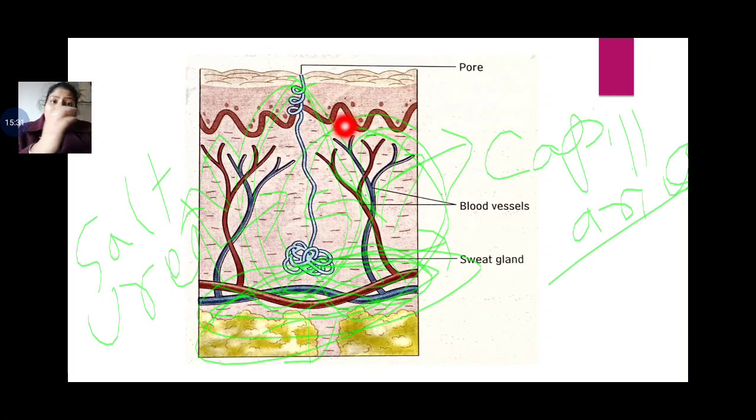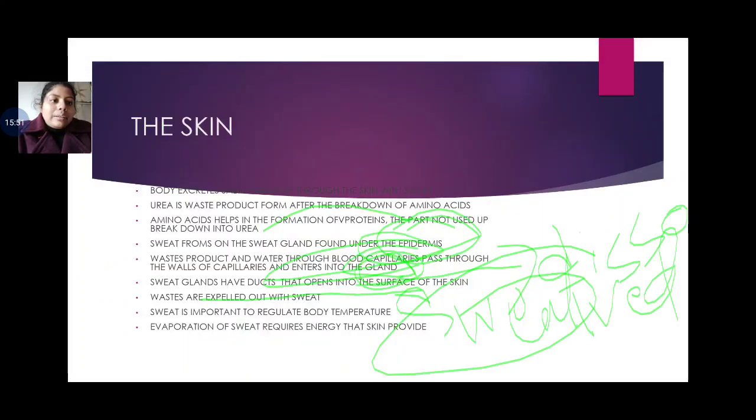So, sweating, apart from the process of excretion, helping to expel the excess of salt and urea, is also important to regulate the body temperature. So that's all about these few parts.